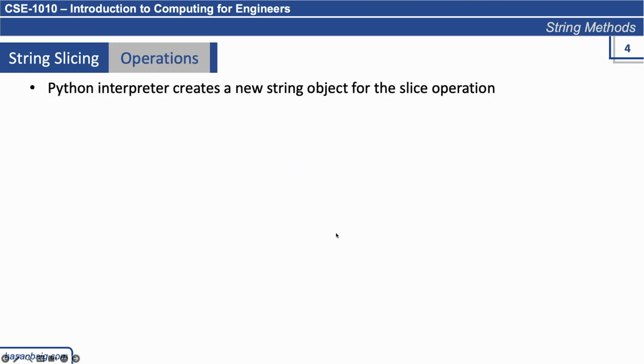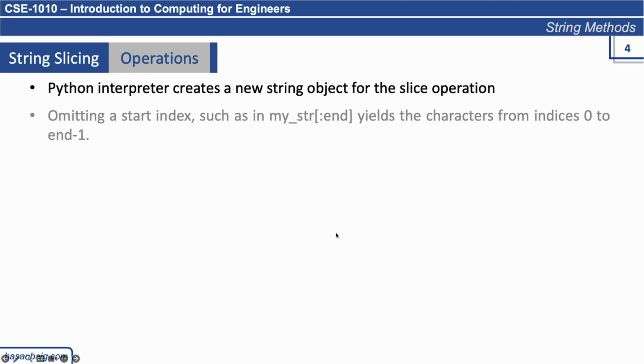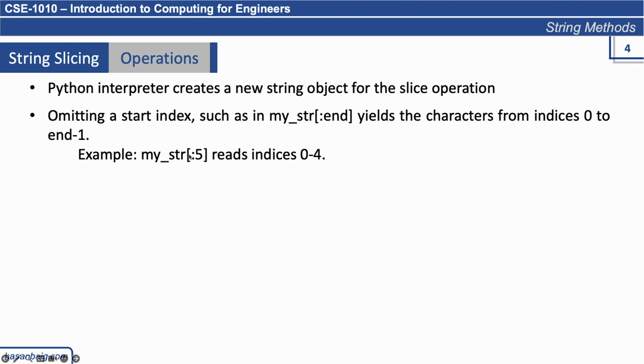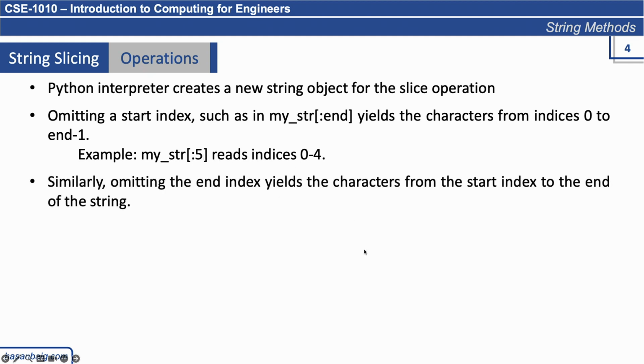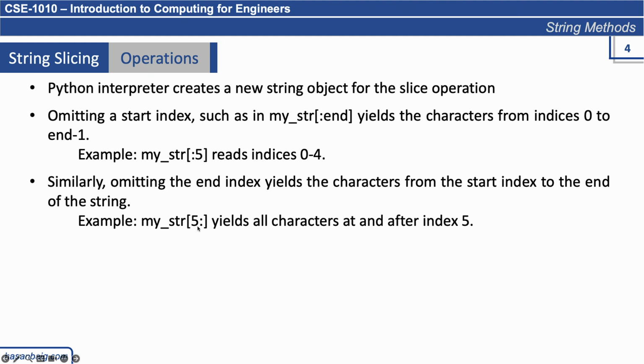Like other operations, the Python interpreter creates a new string object from these slice operations. As same as in the list, again we can omit the start index. Omitting the start index means where are we trying to slice from? From the beginning. It yields characters from indices 0 to n-1. So if you do not specify the start index, it will automatically start from 0 all the way until the last index -1. Omitting the end index yields characters from the starting index to the end of the string. So start from 5 and go all the way until the last character in this string.